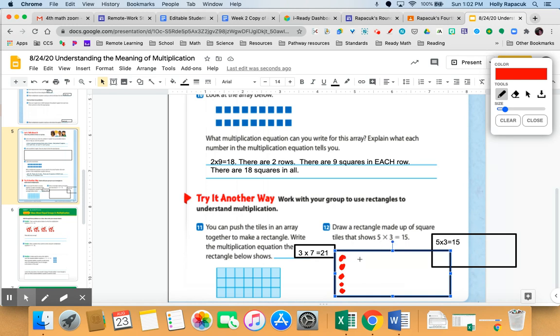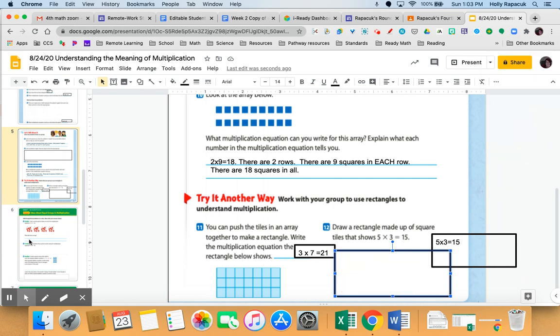I already have 1, 2, 3. And the same for each row. So if I didn't know what 5 times 3 is, I could always count 1, 2, 3, 4, 5, 6, 7, 8, 9, 10, 11, 12, 13, 14, 15. Or I could count by threes: 3, 6, 9, 12, 15. And I still get the same answer. All right, last one.